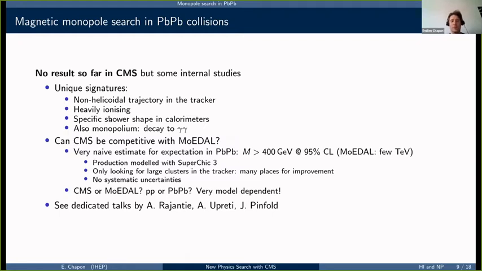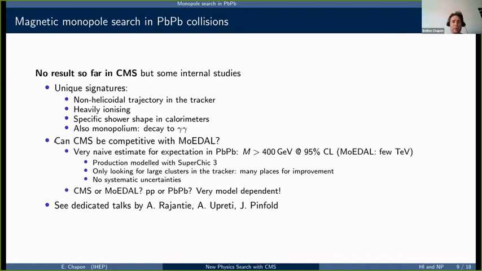Also, we expect a specific shower shape in the calorimeters. And if we consider monopolium, which is a bound state of two magnetic monopoles, then this could decay to diphotons, and we could also look for resonance in the diphoton spectrum.